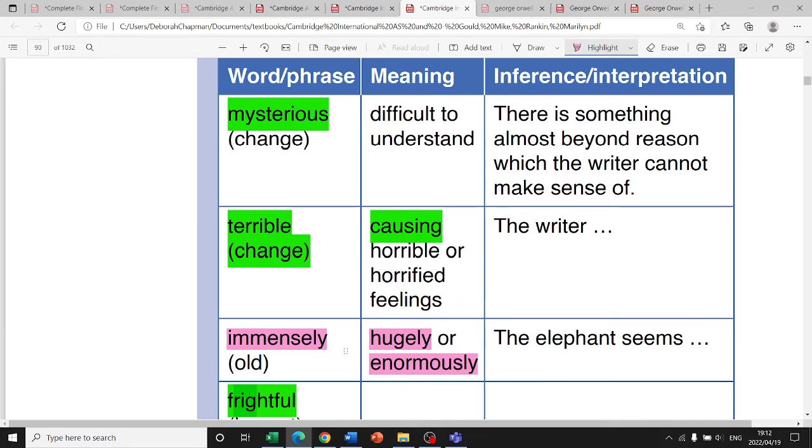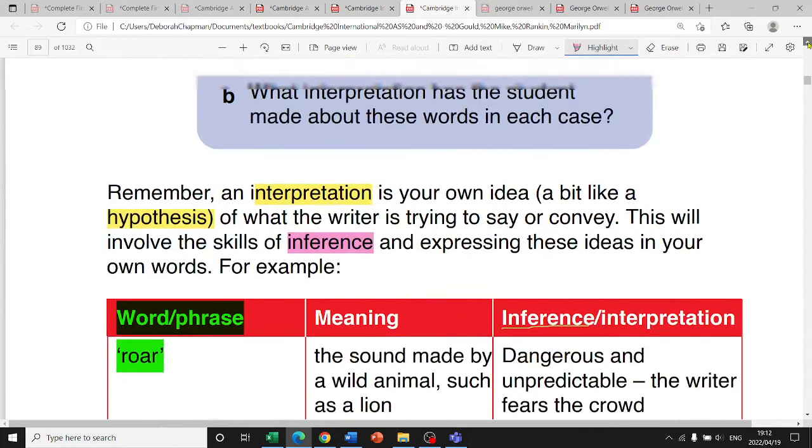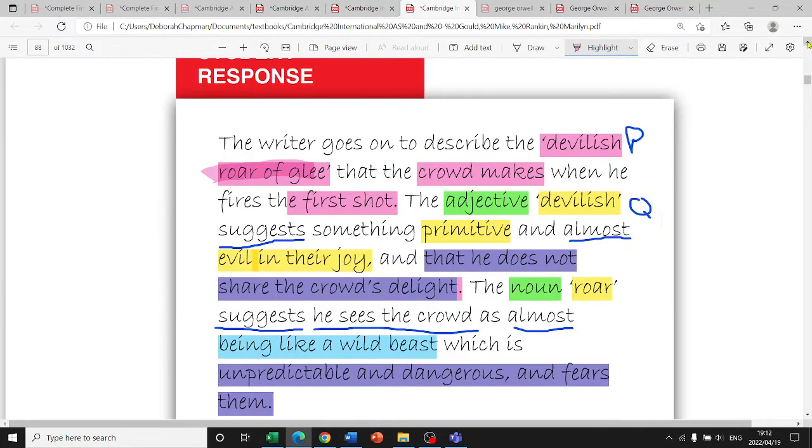So, what is our phrase again? I forget. What is our phrase that he used up here? The writer goes on to describe the elephant as immensely old, when describing the effect of the shot, perhaps, on the elephant.